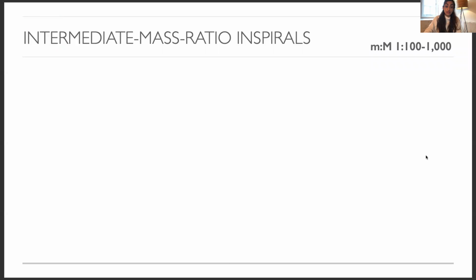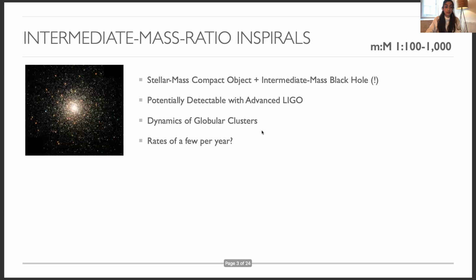Intermediate mass ratio inspirals, or IMRIs for short, are binary systems in which the two bodies have a mass ratio between 1 in 100 and 1 in 1,000. And these IMRIs can be formed in two ways. Either a stellar mass compact object such as a stellar mass black hole or a neutron star can collide with an intermediate mass black hole. And the gravitational waves emitted during such inspirals would have frequencies that should make them detectable with advanced LIGO as well as LISA. And detections of such IMRI gravitational waves should make it possible to explore the dynamics of globular clusters, as this is their likely birthplace.